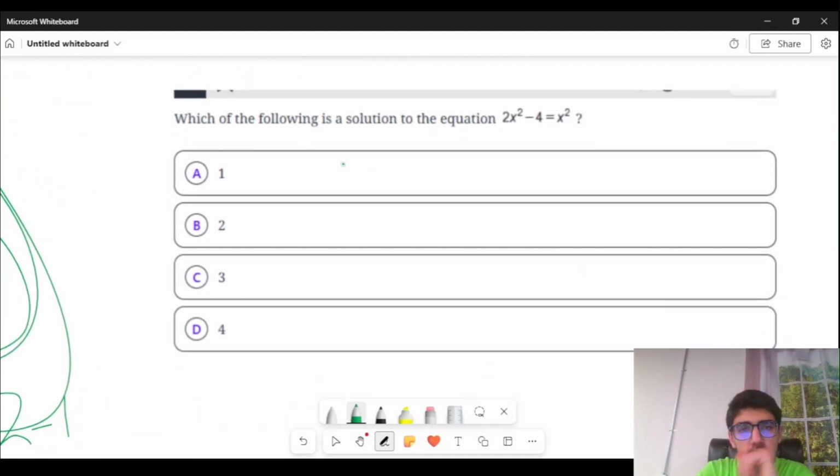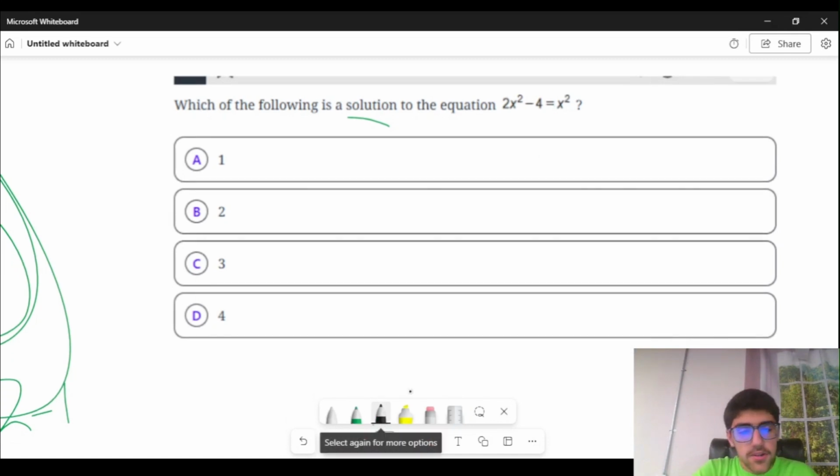This one tells us, which of the following is a solution to the equation 2x squared minus 4 equals x squared? So this is similar to the ones in the beginning where it just asks you to solve for x. Here there's an x squared, so it's nonlinear. That's the only difference. There are 2 ways to solve this. You could solve it using Desmos, which I'm going to show after. But for now, let's say you wanted to solve it using paper and pencil.